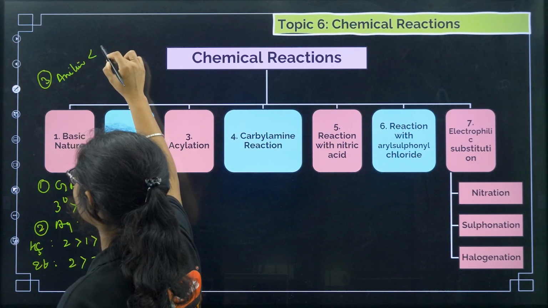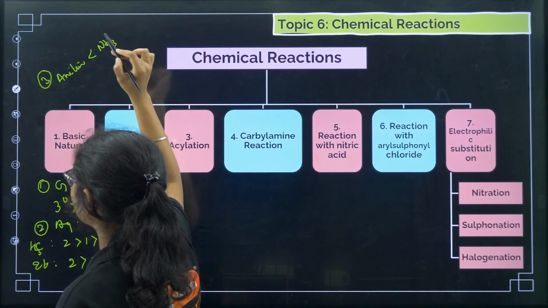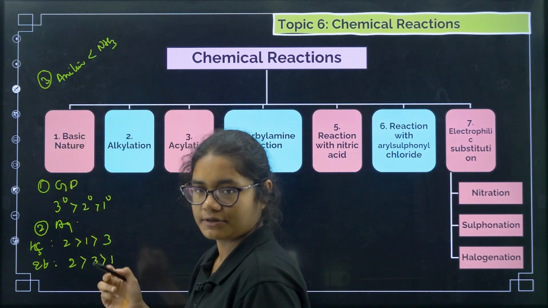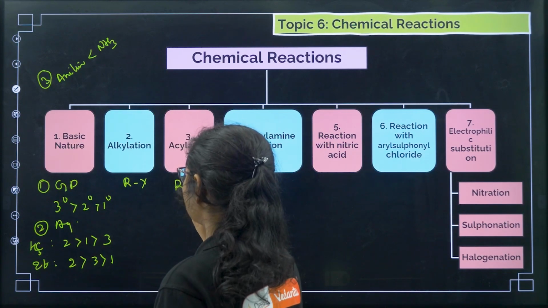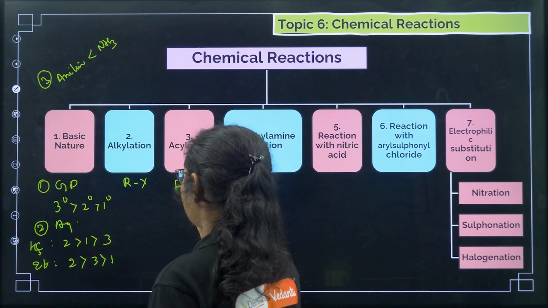Aniline is less basic than ammonia. Now coming to alkylation, you have to just treat with RX. Acylation, you can treat it with RCOCl or with anhydride.